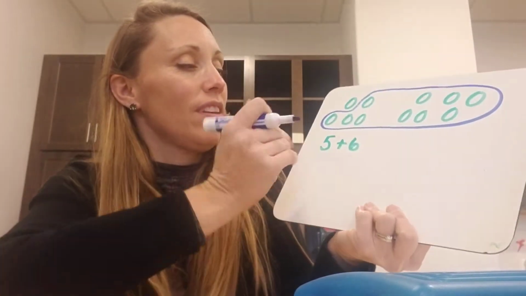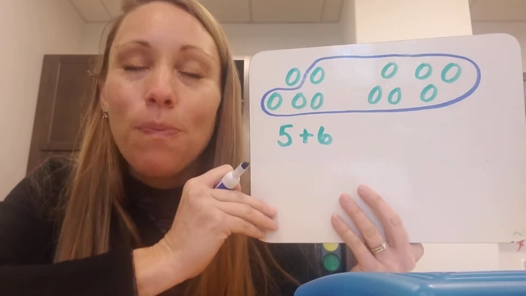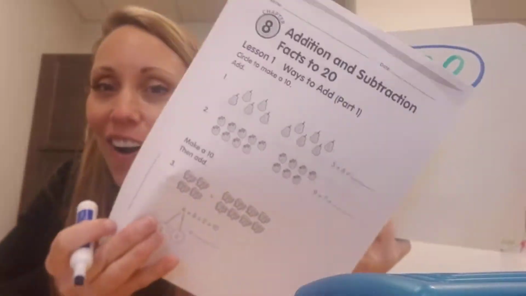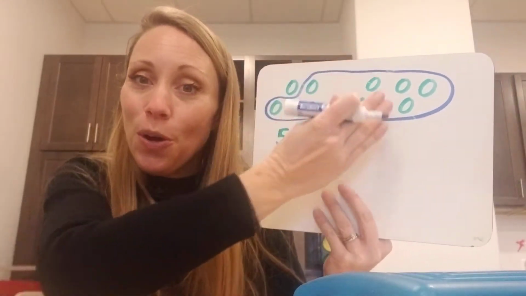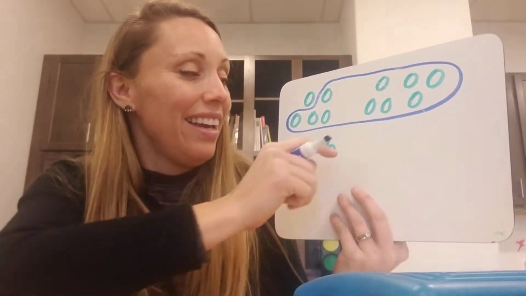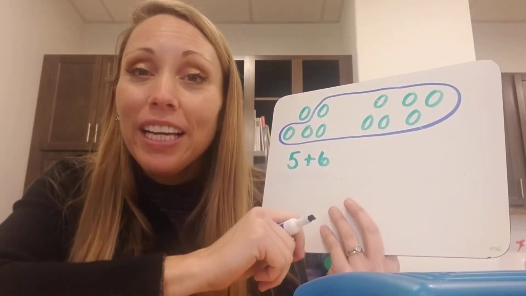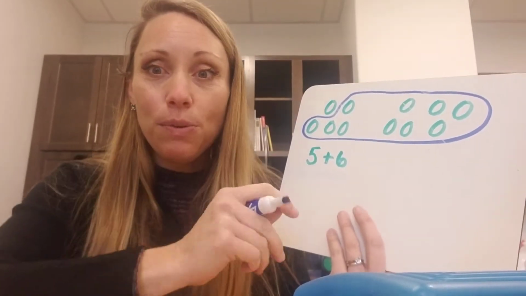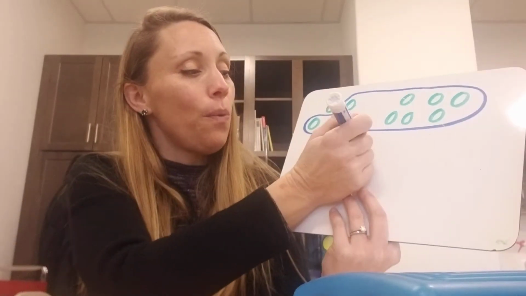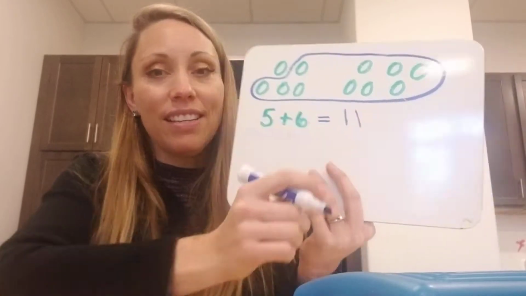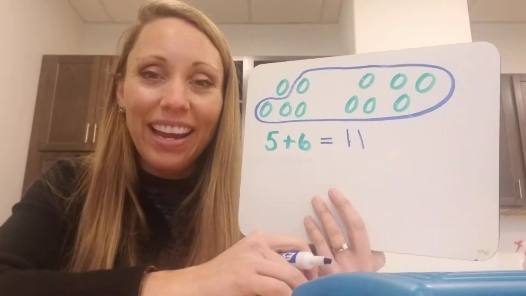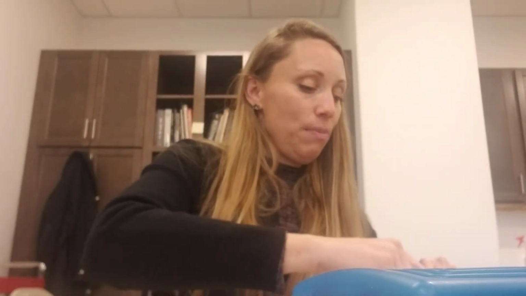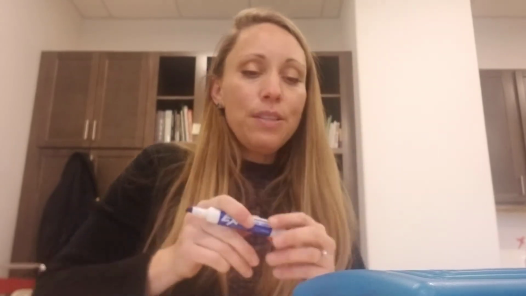So, when you see this problem here, all you need to do is show that you've made a group of 10, and then it becomes really easy to know that 10 and 1 is 11. Since we know 10 and 1 is 11, we know that 5 plus 6 is also 11. Okay? The second kind of problem is where it looks the same, except you're going to see a number bond.